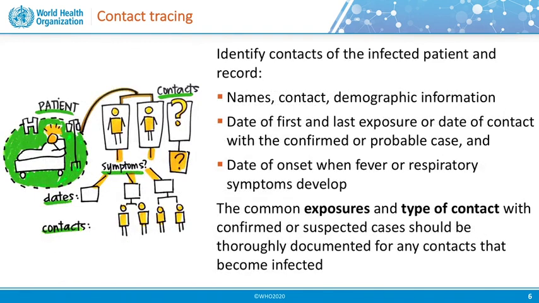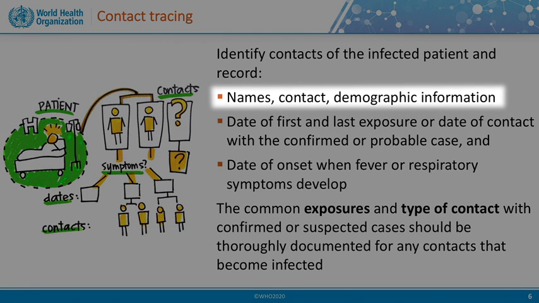Contact tracing involves the identification and the medical follow-up of individuals who had contact with a confirmed COVID-19 patient. After you identify these contacts, it's important that you record certain information so that you can follow them over the 14 days after they had contact with that confirmed patient. What you need to record are their names, contact information, either a phone number or a way to contact them, and demographic information, their age, their gender, or any underlying conditions.